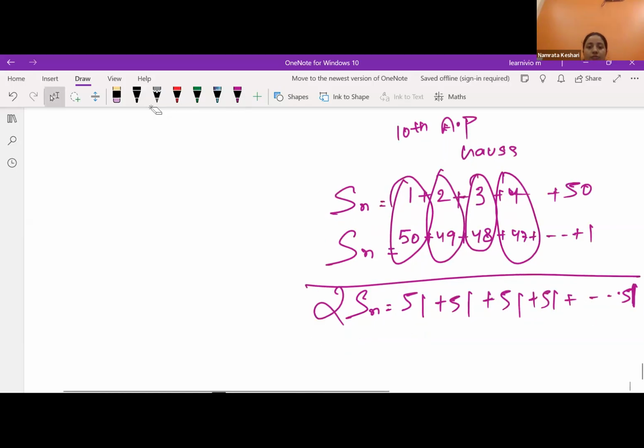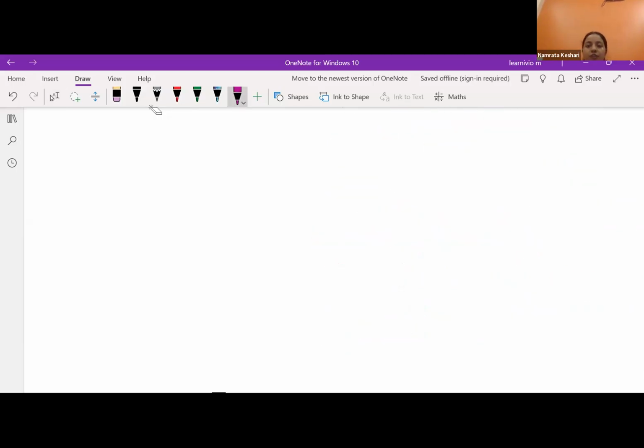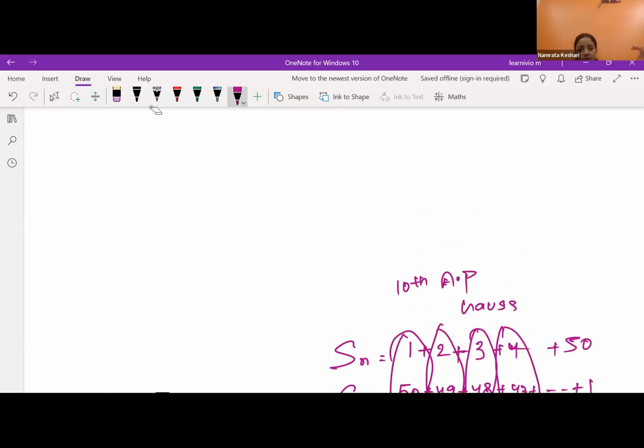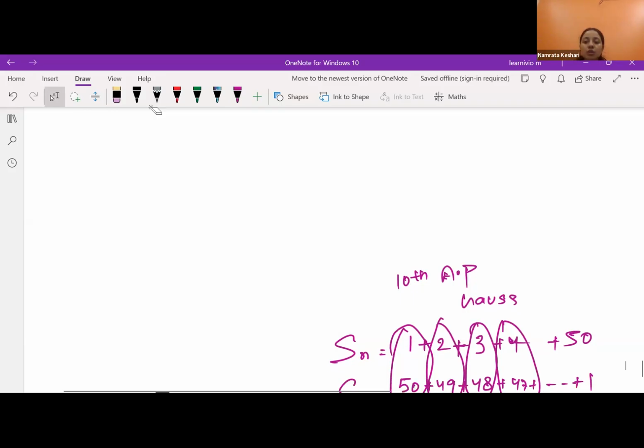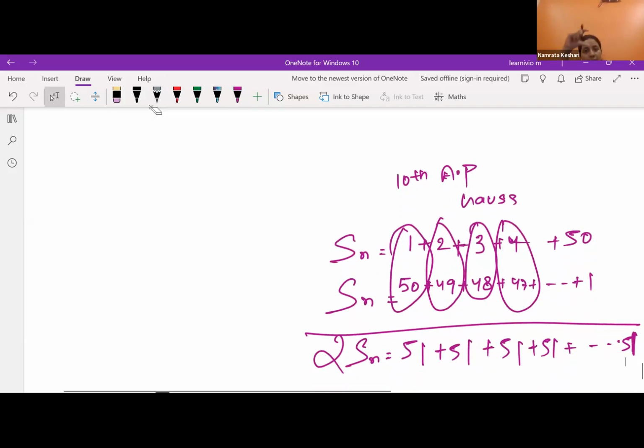And after that, he realized 51 plus 51 plus 51 plus 51, how many times do we have it? You can check. In the first series, 1 plus 2 plus 3 plus 4 plus 5 till 50, how many terms are there? 50. In the next one, the same thing we have written, 1 plus 2 plus 3 plus 4 till 50, there are also 50 terms. But the moment you add these two equations, you have taken pair together, pair together, pair together. So can I say we have 50 times 51? Yes or no? Yes, ma'am.